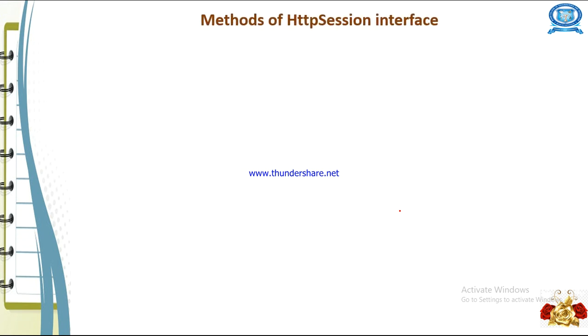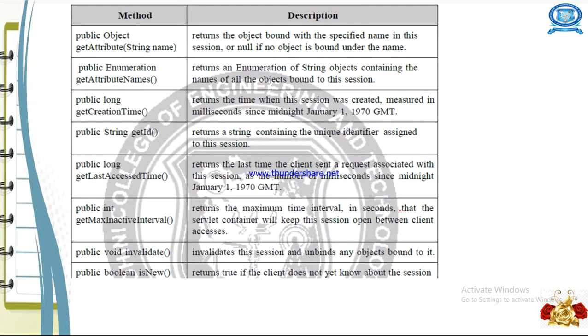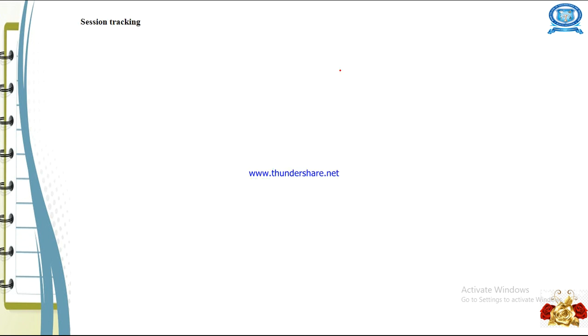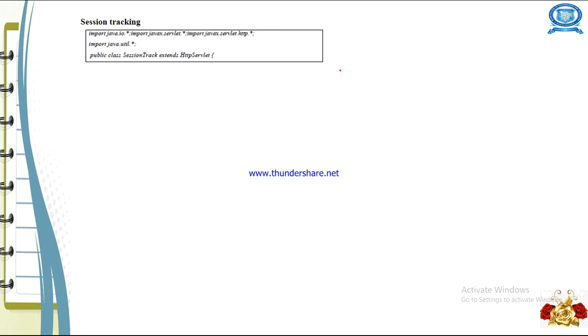What are the methods of the HttpSession interface? We have seen some of the methods used for session tracking: public Object getAttribute, getCreationTime, getId, getLastAccessedTime, etc. These are some frequent methods because we use them for active session management. Okay.